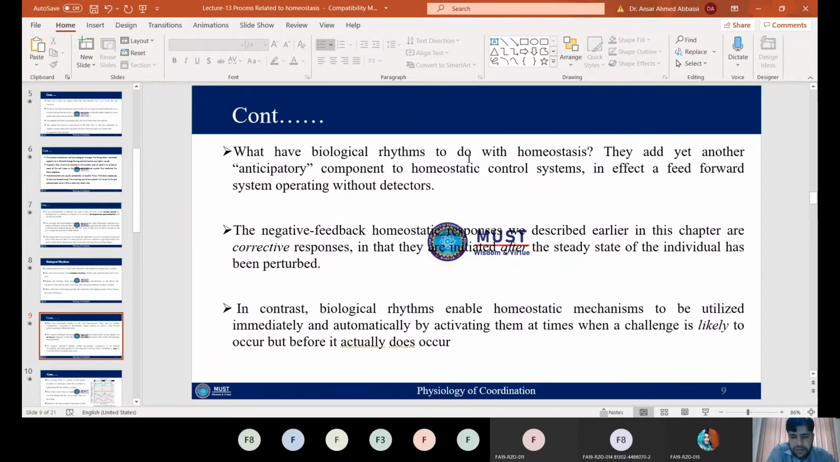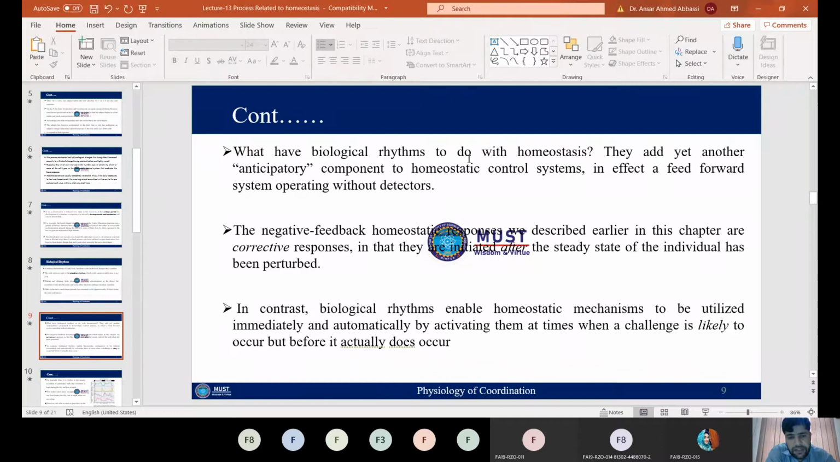Biological rhythm basically enables the homeostatic mechanism to be active immediately and automatically, by activating at times when a change has not actually occurred, but the change is likely to occur. It helps the body in anticipation of any change in the body. Our body will detect earlier, before the change has actually occurred.